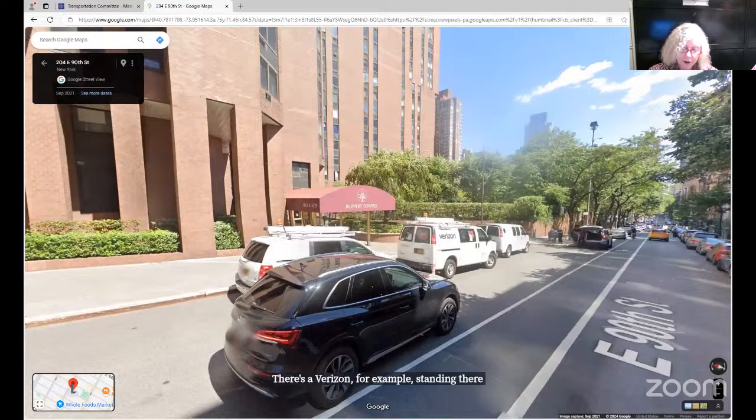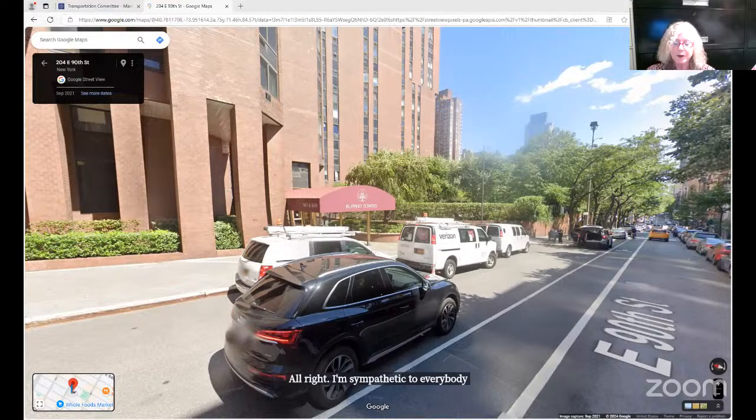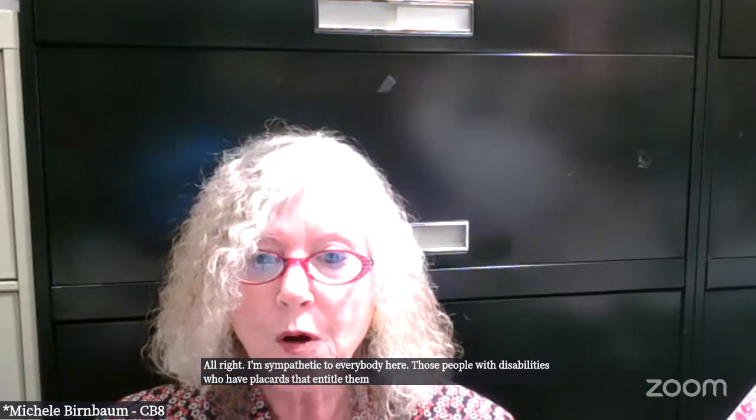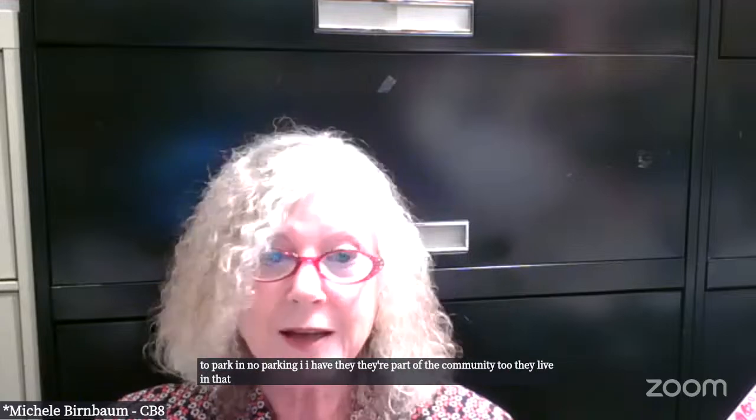Now, all right, I'm sympathetic to everybody here. Those people with disabilities who have placards that entitle them to park in no parking, they're part of the community too. They live in that building as well. They are not the majority, but they do live there. And there are other people with special needs that live there, older people. Suffice it to say, it's a very, very diverse and large residential population, no matter what kind of unit they're living in. There's a lot of people living there.